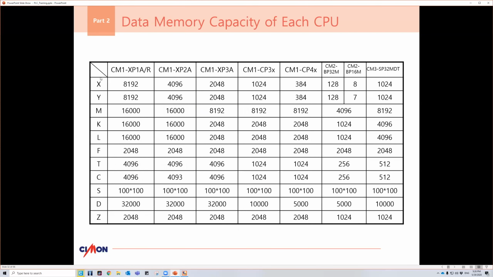Moving on from that, this is the amount of registers you can have per device on each model. Noting that this is the CM1 series, the CM2 series, which is the block type, and then the CM3 series, which is our PLCs, and the amount of words that you could have per device on those models.